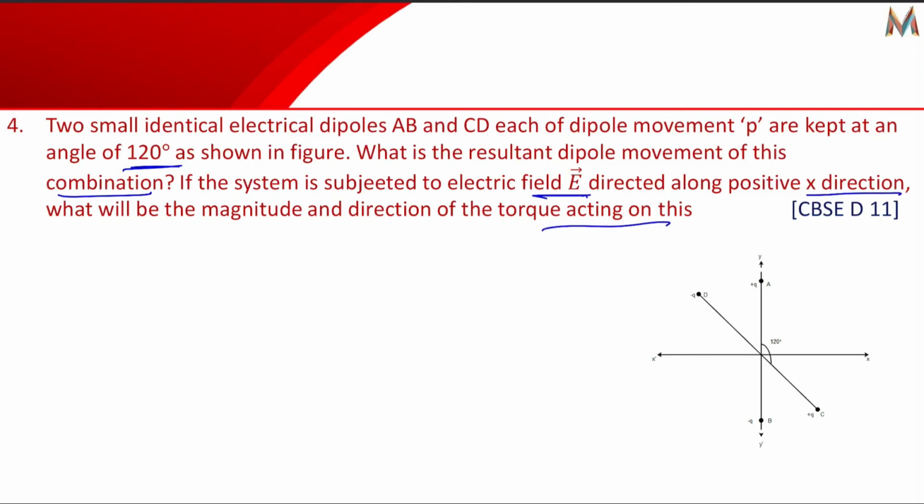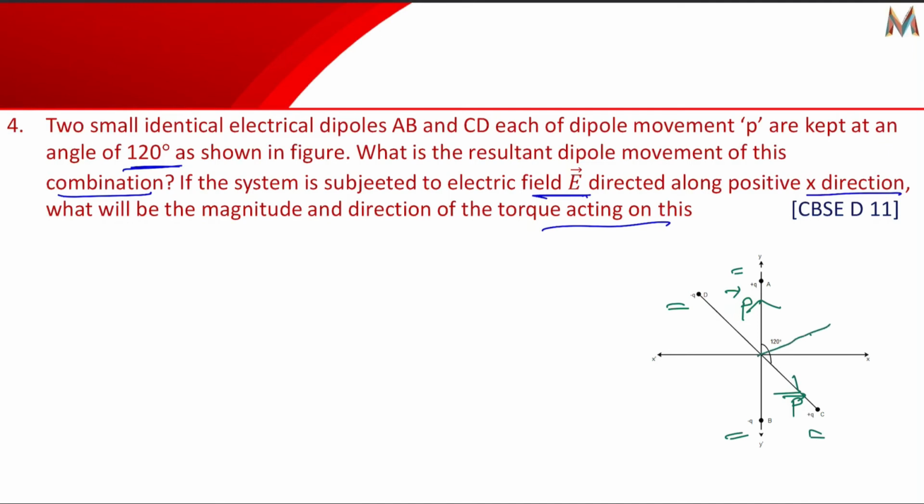Okay, we have to find the resultant dipole moment of these two dipoles, and the second thing is we have to find the torque acting on this. So if you see here, this is minus q and this is plus q, so its dipole moment will be along this direction, and for this dipole this is minus q and this is plus q, so this direction will be in this. So this is one p, this is another p. P is the dipole moment. This is one p vector, this is another p vector, and the angle between both the dipoles is 120 degree.